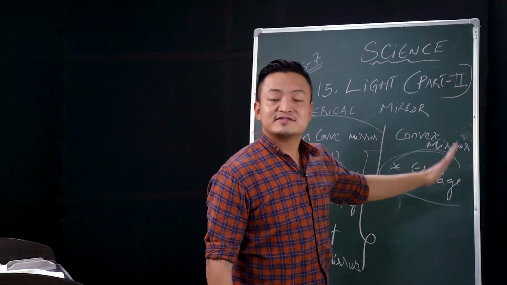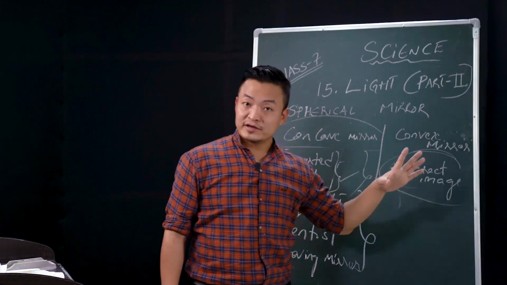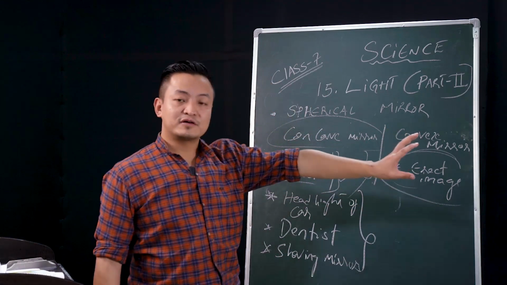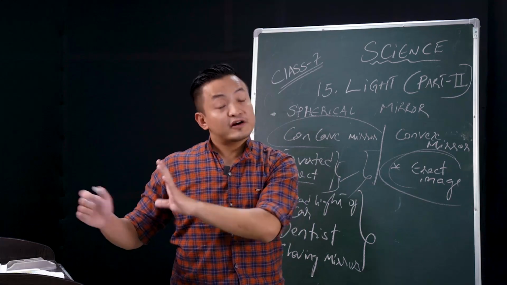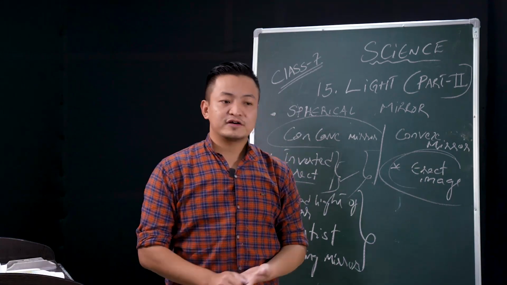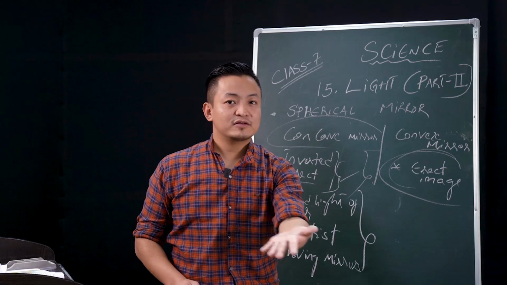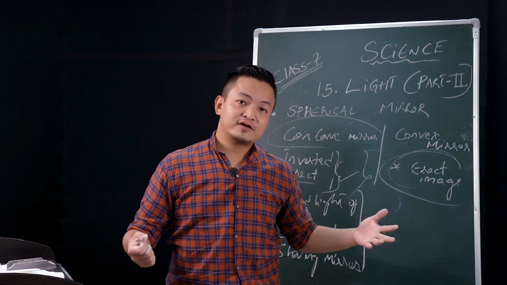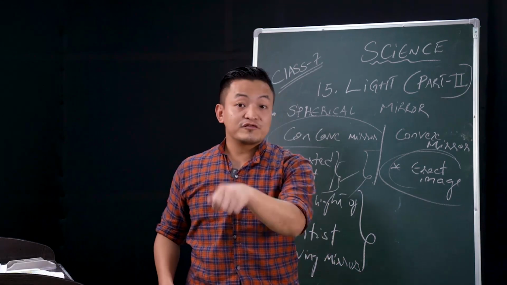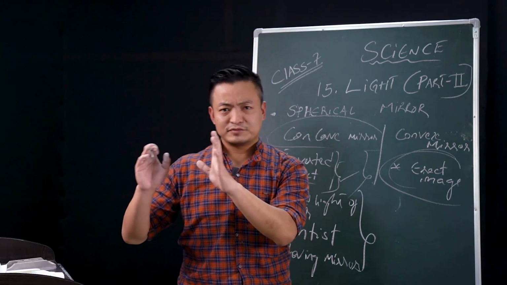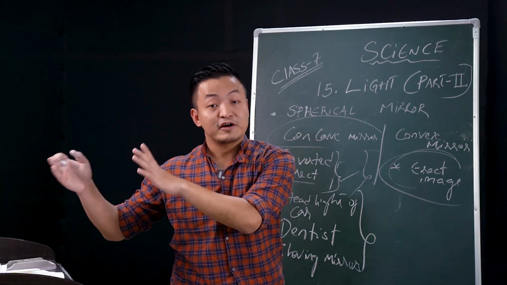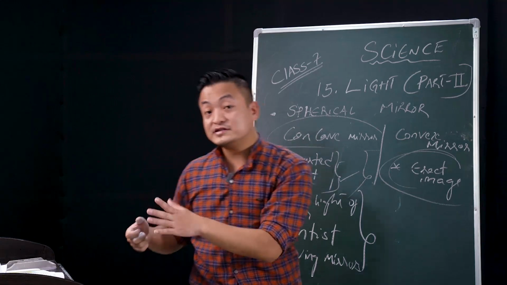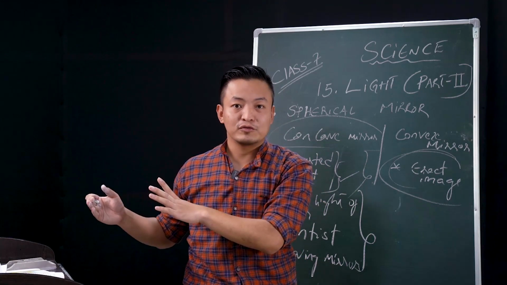Now let's see some examples related to the convex mirror. The most common example for the convex mirror would be the rear view mirror. Have you ever observed when your dad, or maybe your mom, or your bus driver tries to reverse the car, they look to the side mirror, right? The rear view mirror of the car. And have you ever tried looking at that mirror? You see everything, the wider field of view, right?